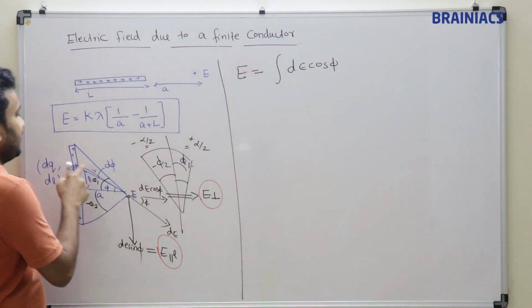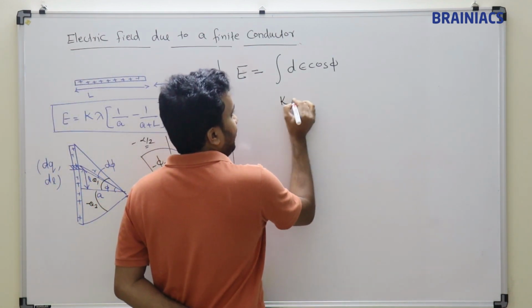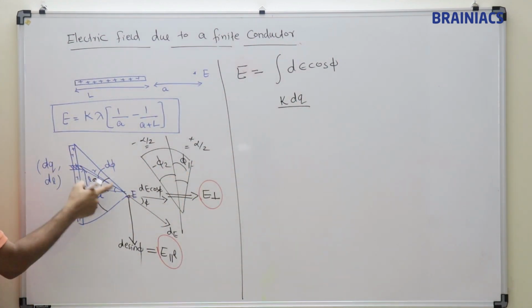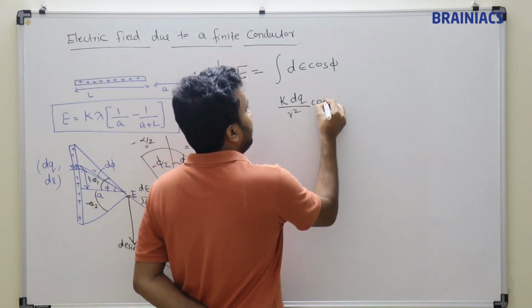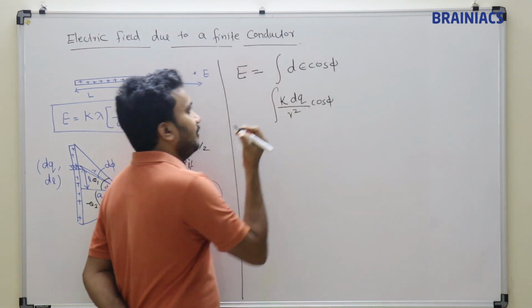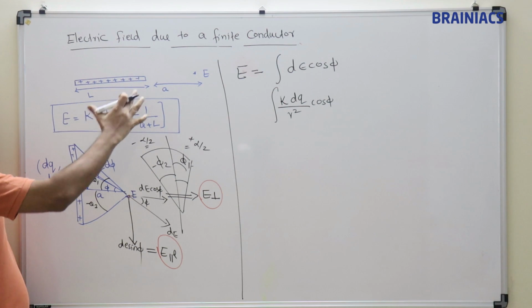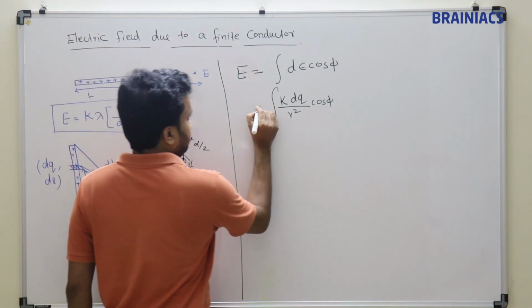dE is the electric field created by this current element. Tell me along with me. K into dQ into the distance from this current element to this point. What is this distance given in the diagram? R. So it is K dQ by R square into cos phi, integral. Why are we taking the integral? Because it's a small element. We have a large number of elements, so to find out the total effect, we are integrating.